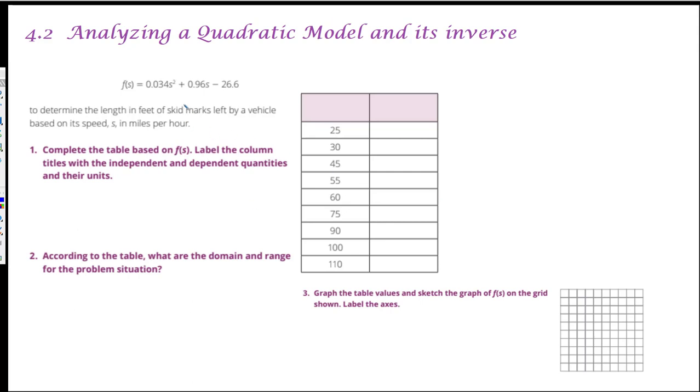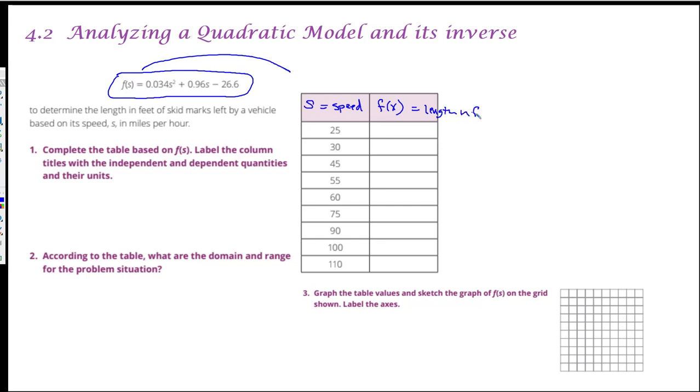And so our function is here. What you're going to do is plug in our data to come up with the output. So this is our S and this is our F of S. What do you think S stands for? That is our speed. What do you think the F of S stands for? This is the length in feet to stop.